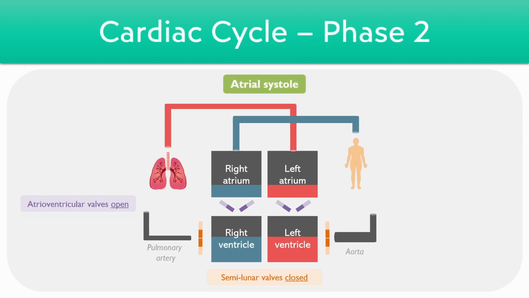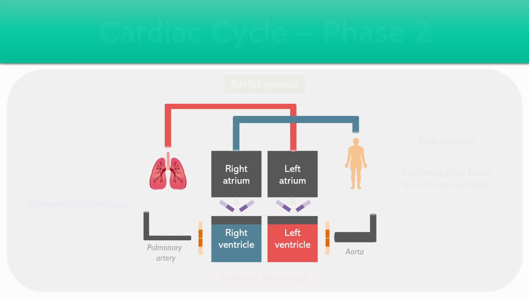Moving on to the second phase, which is atrial systole. In this phase, both atria contract and push any remaining blood in the atria down into the ventricles via the open atrioventricular valves. You can see that all of the blood from the atria has now reached the ventricles.